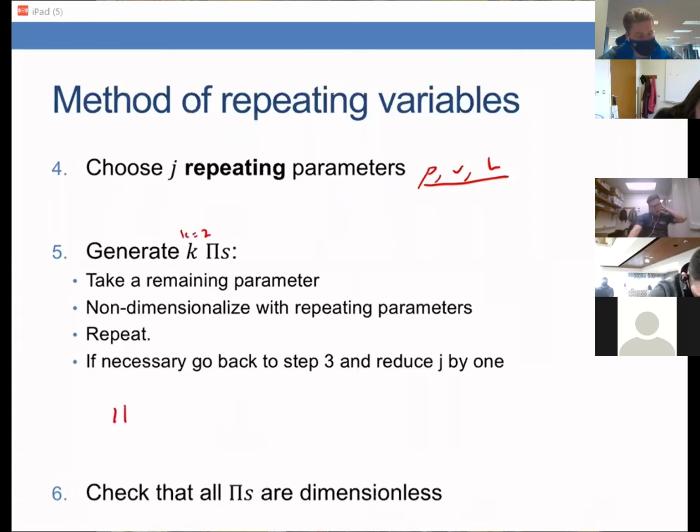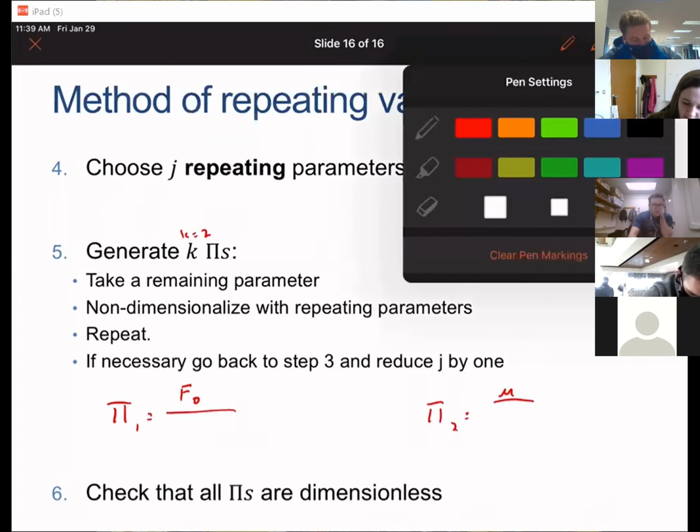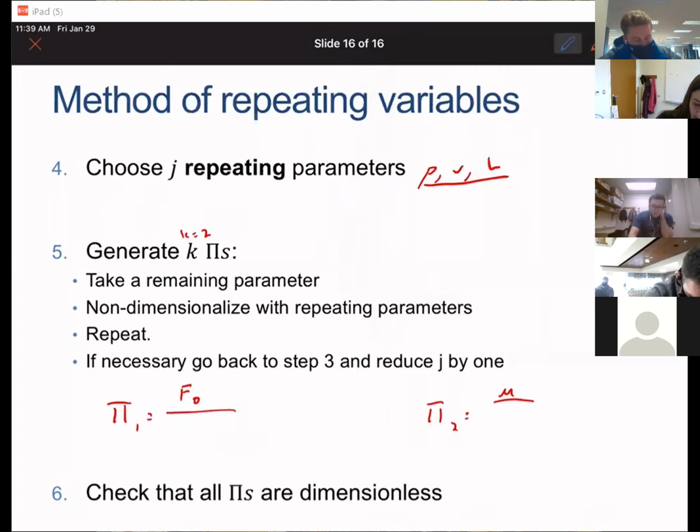So pi 1, that's the one we care about, so that's the one I'm going to put drag force in. And then pi 2, I'll put viscosity in. Okay, I'm trying to non-dimensionalize drag force. So I think it's helpful to write out the parameters right here. So this is m L over t squared. And I want to non-dimensionalize this with those parameters. So first things first, I've got to get rid of that mass, right? So how do I get rid of the mass?